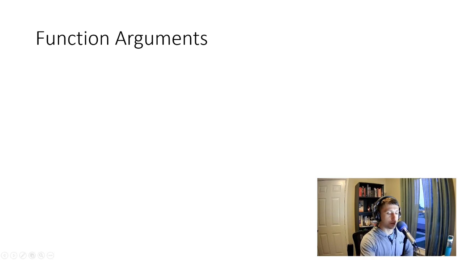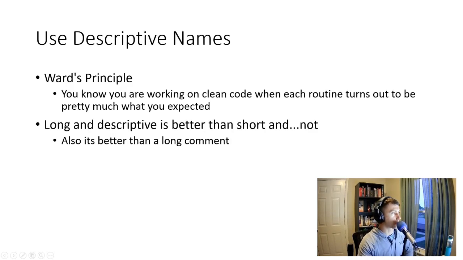So another thing with functions is that they should use descriptive names, and this is known as Ward's principle in Clean Code: you know you are working on clean code when each routine turns out to be pretty much what you expected. What is expected is that a function does what its name says it's doing. So deliver pay, you're expecting that it is delivering pay. It's making a post to that employee's record in a table in a database.